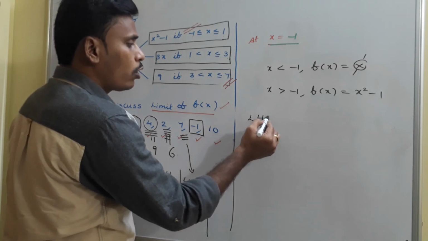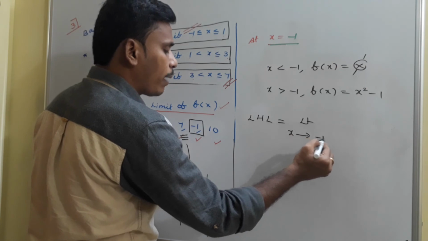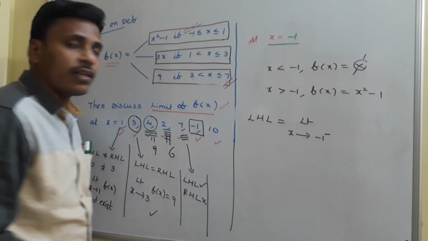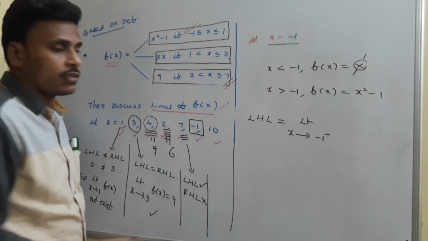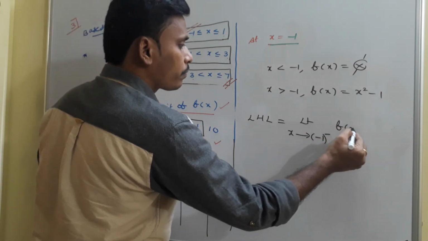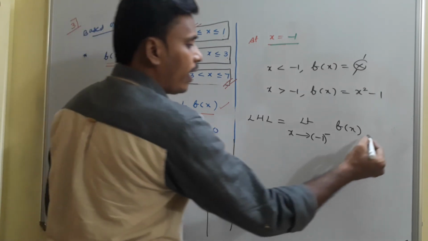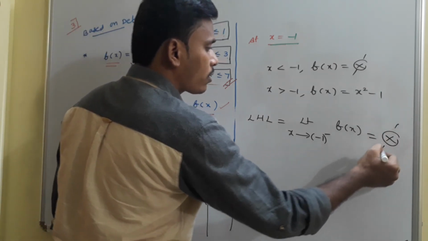Now, for the left hand limit, we write limit x tends to minus 1 minus f of x. Since we are discussing the left limit, you need to use minus there. But left of minus 1 the definition is not there, so the left hand limit does not exist.